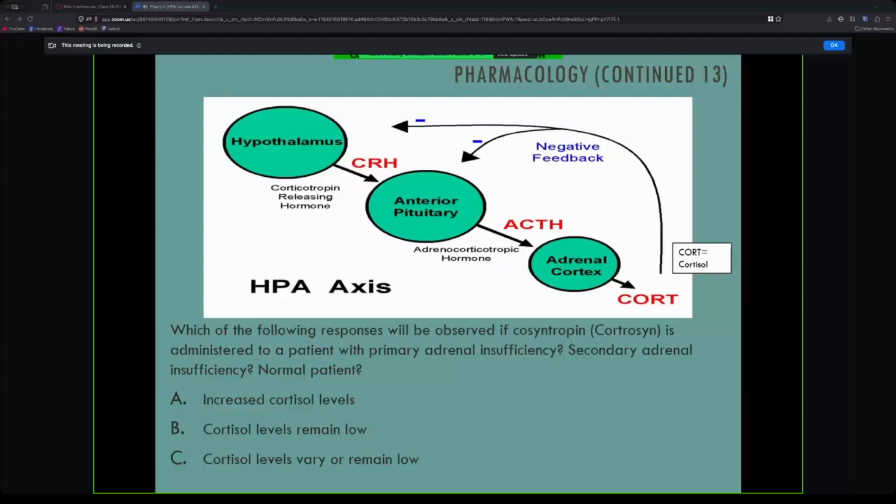So just to review what we just discussed, right? Just make sure you understand what's happening with the HPA axis with response to cosyntropin with release of cortisol. Is it going to increase, remain low, or vary or remain low? We just went over it, so you should all know the answer to that now. If not, go back to the last slide.